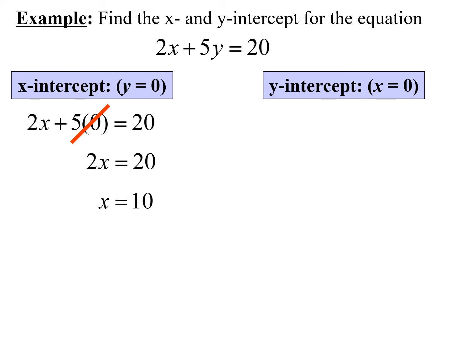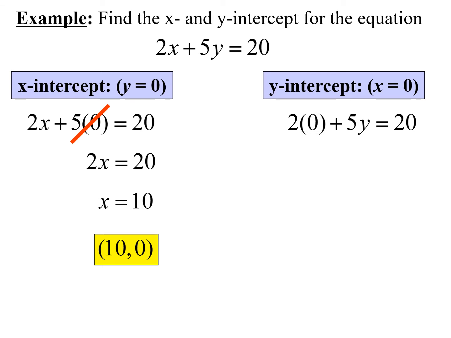This is not my answer. When I want to find the x-intercept, it is a point. It is a location, so I need to represent my answer as a point. This is the point (10, 0). The x value is 10, the y value is 0.